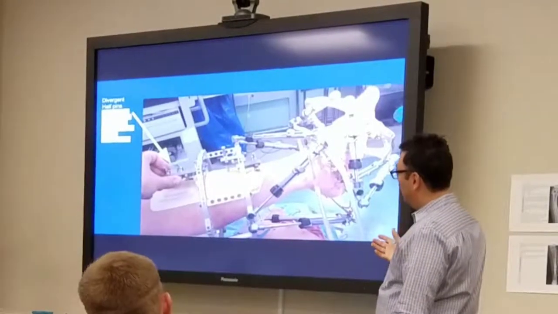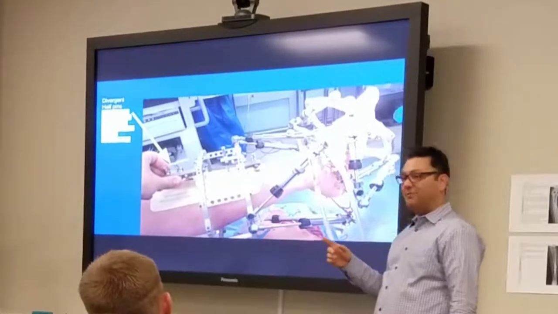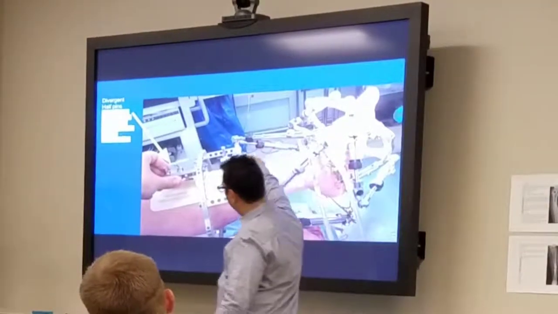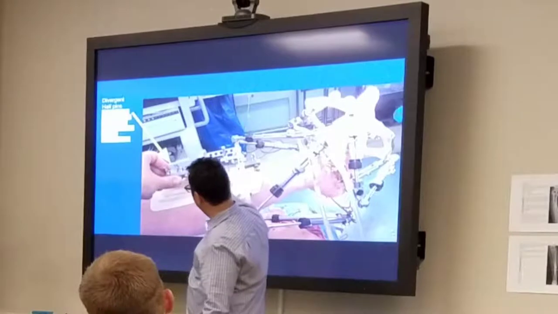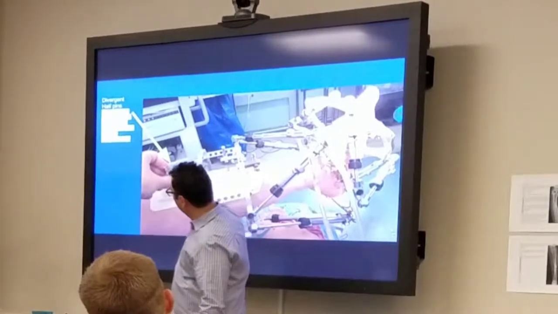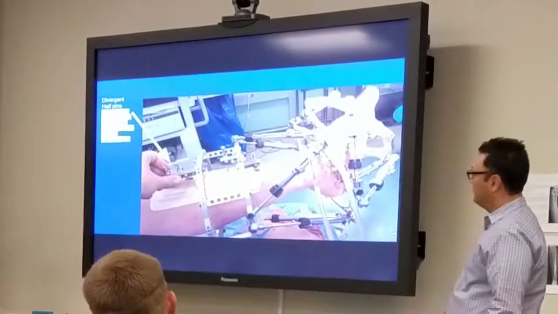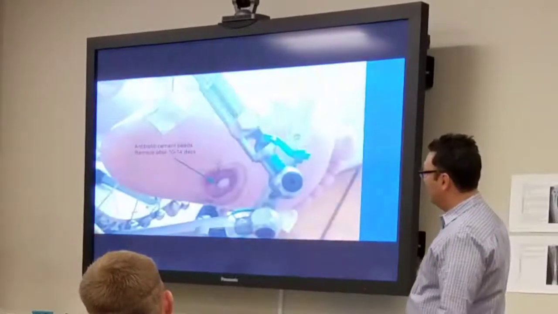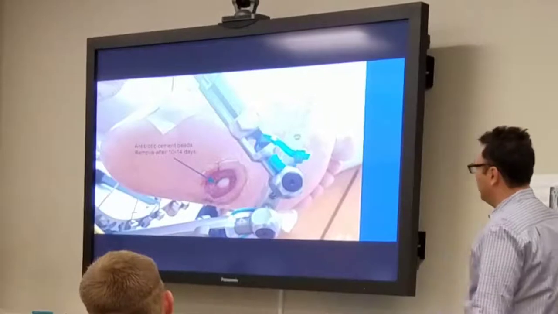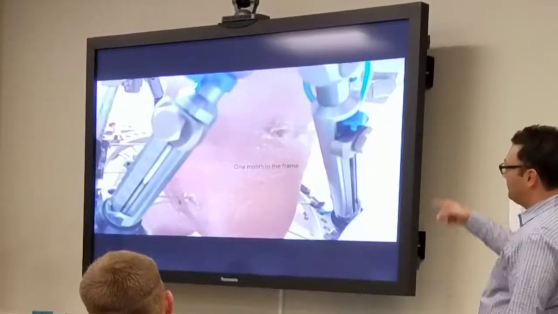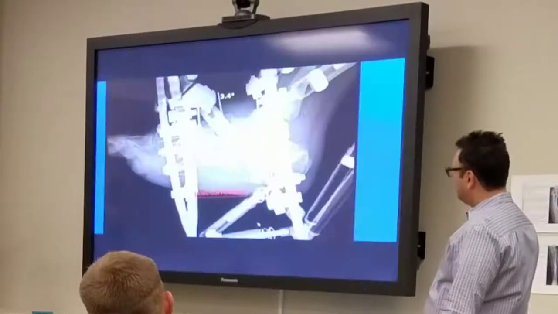So we were talking the other day about divergent half pins. Don't put those half pins straight up and down. This is one that's straight up and down. I don't mind that one because it's in between the block. But these proximal ones, they've got to be divergent, or else you run the risk of fracturing the tibia. Here's the cement beads. You can pull them out after two weeks. That's one month in the frame. Wound is gone.